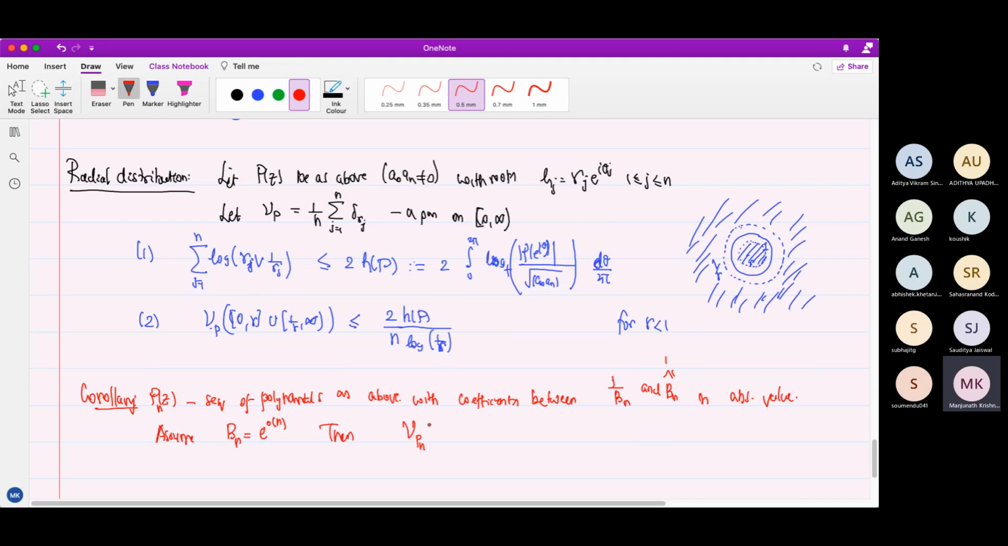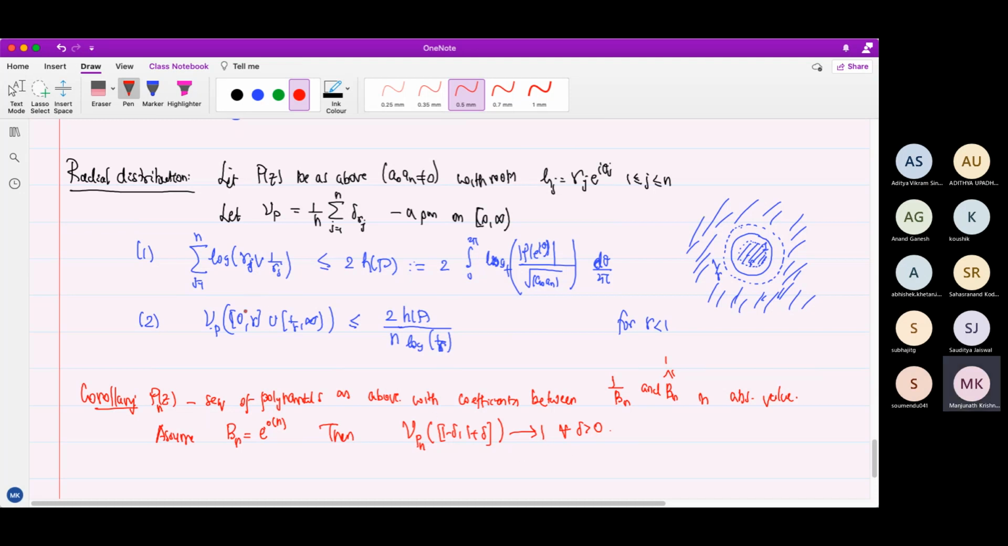nu pn of 1 minus delta, 1 plus delta goes to 1 for all delta positive. What it is saying is that for this sequence of polynomials, the proportion of roots that are within 1 minus delta, 1 plus delta goes to 1 for any delta positive. If you know probability language, this is convergence in probability to the delta measure at 1. That's what this is saying.